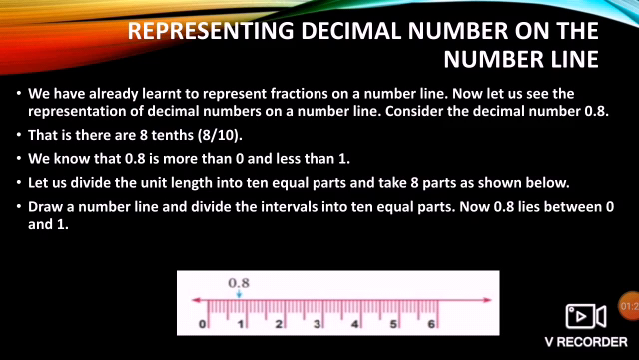So here is the scale. Here we see the number line which divides the unit length into 10 equal parts. For every value after 0 we can represent it by 0.1, 0.2, 0.3, 0.4, 0.5, 0.6, 0.7 and 0.8. So finally 0.8 lies between 0 and 1. Here 0.8 is marked. You need to represent the decimal number 0.8 on the number line like this. Okay students?